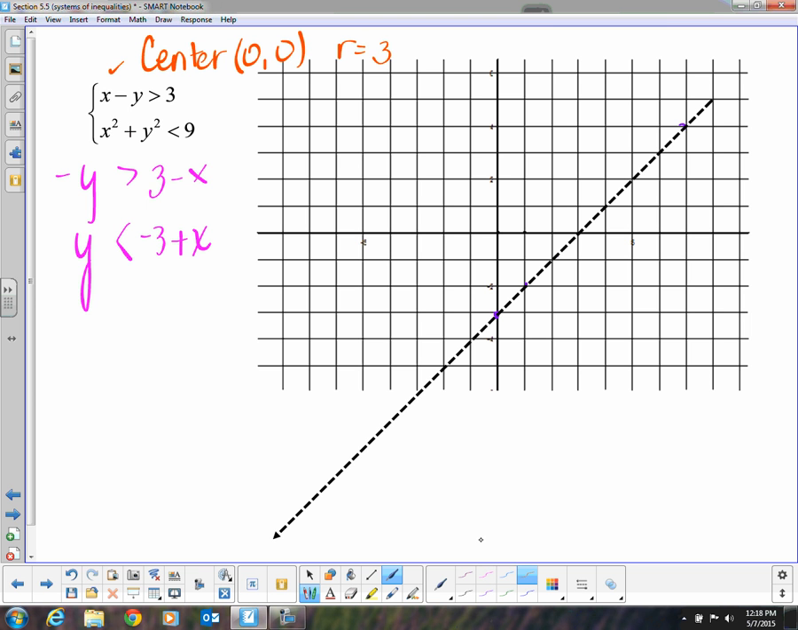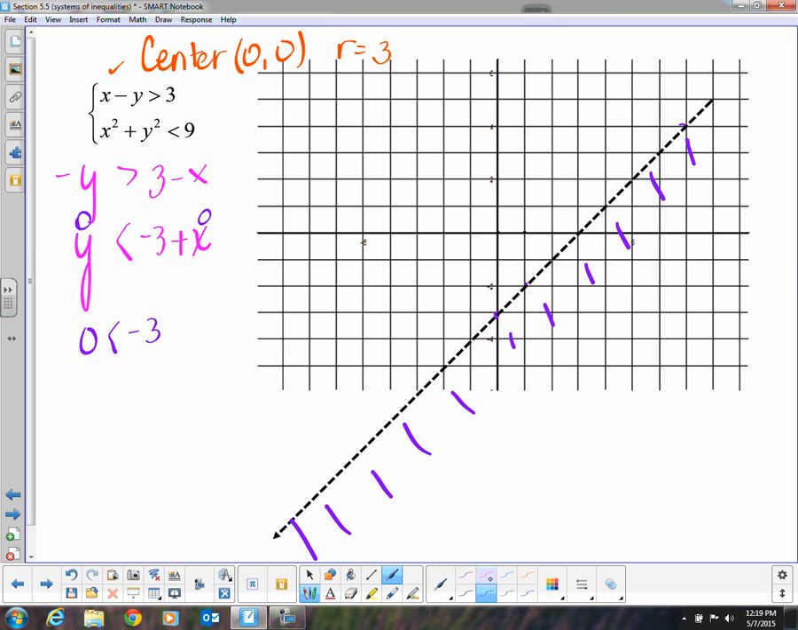Yeah, what did we forget to do on our line? If we put in 0, 0, is 0 less than -3? True or false? So we're going to shade this side, correct? We'll put that on hold.